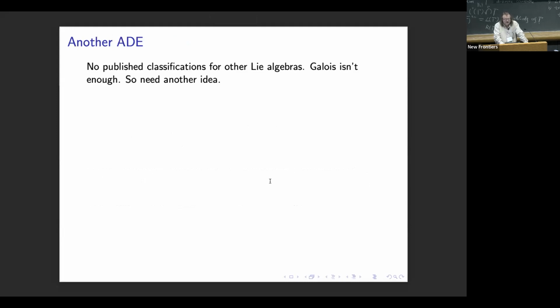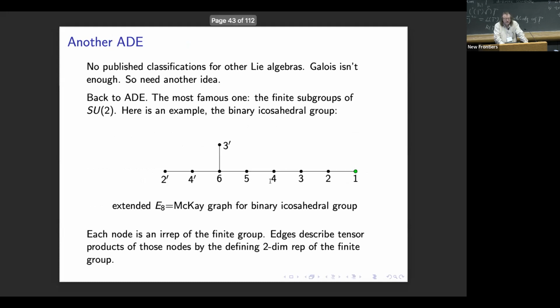And there's no published classifications for the other Lie algebras. So Galois is still powerful, but it's not good enough. And so you need other ideas. And so the other ideas come from this ADE classification. So I have less than 10 minutes, right?